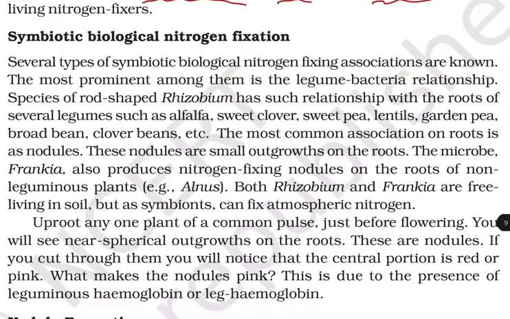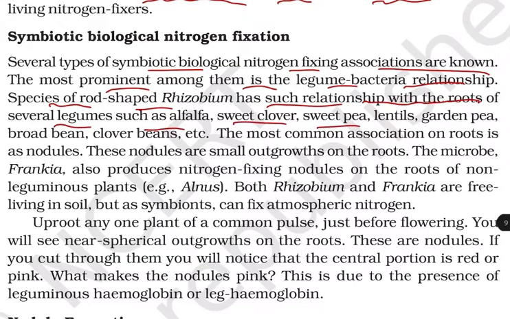Symbiotic biological nitrogen fixation. A special type of symbiotic biological nitrogen fixation association is known. The most prominent among them is the legume-bacteria relationship. A species of rod-shaped Rhizobium has such a relationship with the roots of several legumes such as alfalfa, sweet clover, sweet pea, lentils, garden pea, broad bean, clover beans.